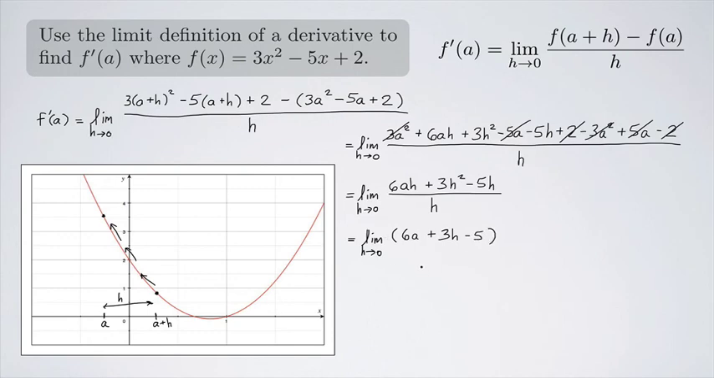And now I'm ready to take the limit. As h approaches 0, this term is going to go to 0, and I'm going to be left with 6a minus 5, which is the same thing we had before.